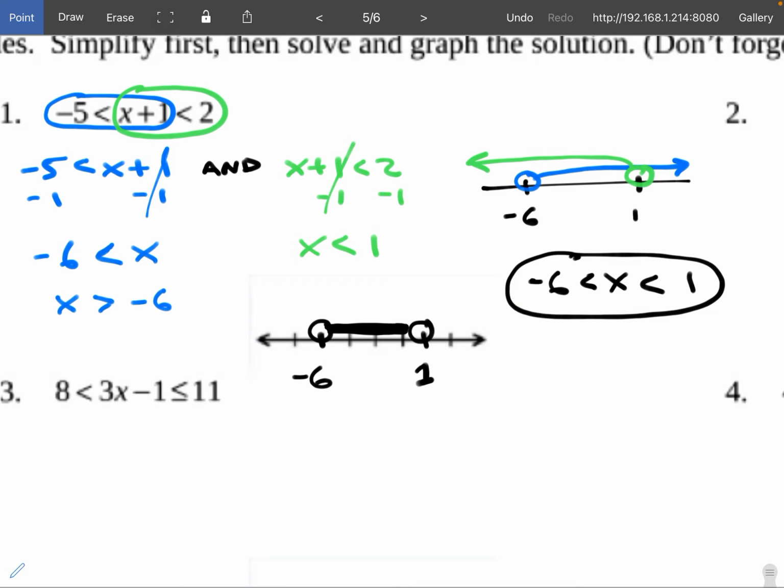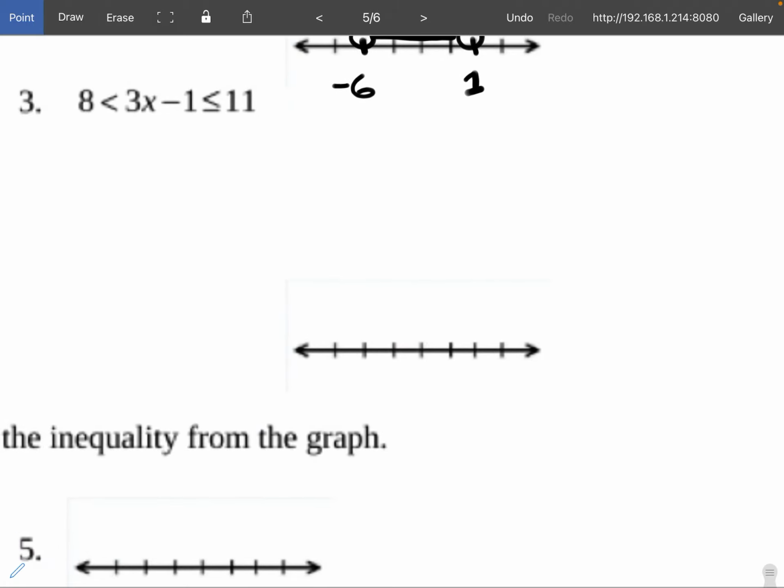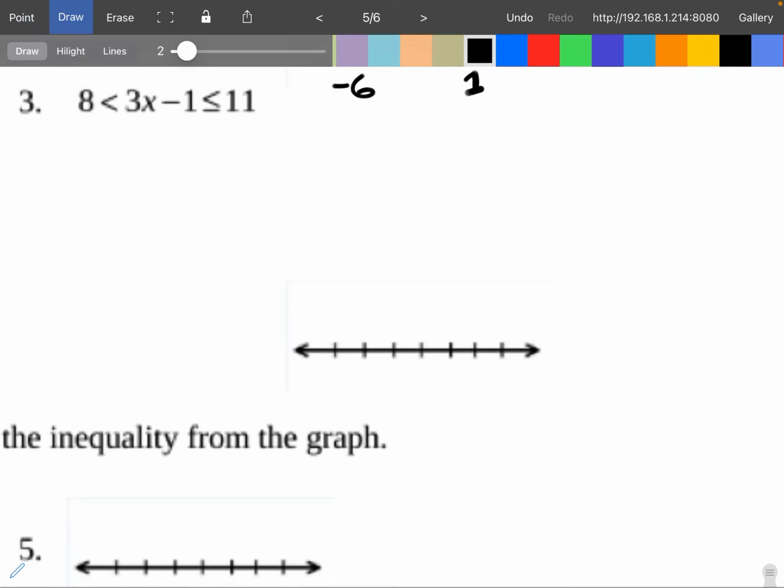But again, that statement that I did right here, that's a between statement. That says all the numbers x in between -6 and 1. So again, just put the smaller number on the left, the larger number on the right, put the x in between, and then put a less than, and you got it. All right? So same idea on number 3. So let's do that one next.